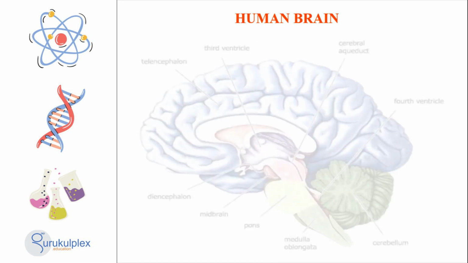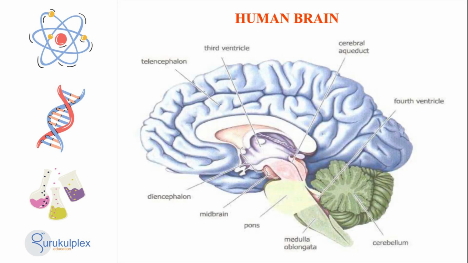The brain is made up of several components that are responsible for a range of functions. Among these are the third ventricle, telencephalon, diencephalon, midbrain, medulla oblongata, and cerebral aqueduct, all of which are integral in controlling and coordinating body movements. The fourth ventricle and cerebellum also play an important role in the brain, as the latter helps in controlling muscle movements and maintaining balance.